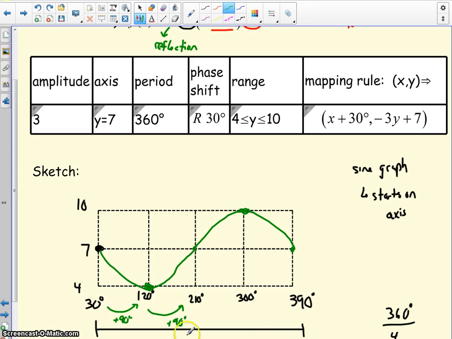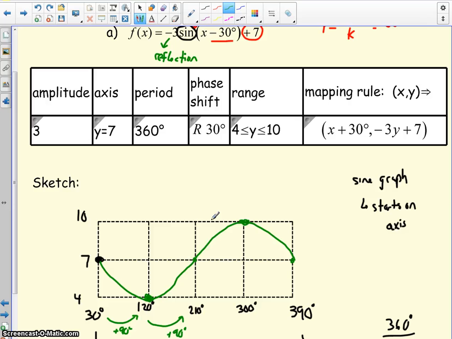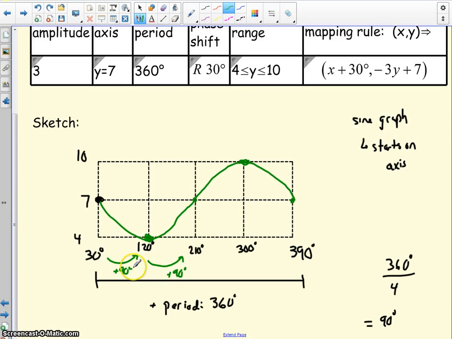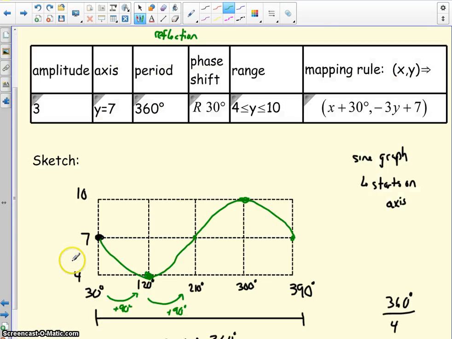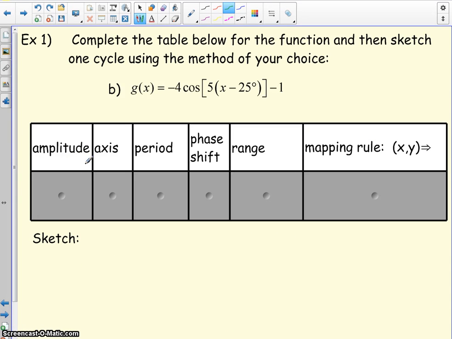So what I've drawn here is one cycle. I've done a sketch of one cycle of this graph right here. I didn't have to put anything onto a Cartesian plane or use any mapping rules to get the answers. I was just able to get my key points from the amplitude, the axis, the period, the range, and then get the shape from the fact that I knew it was a sine function and that it was reflected. Okay? So if you put all those together, you can make the sketch relatively quickly. Okay, it might seem like a lot to look at first, but again, once you've done a few, they become a little bit easier. So let's take a look at another one here.